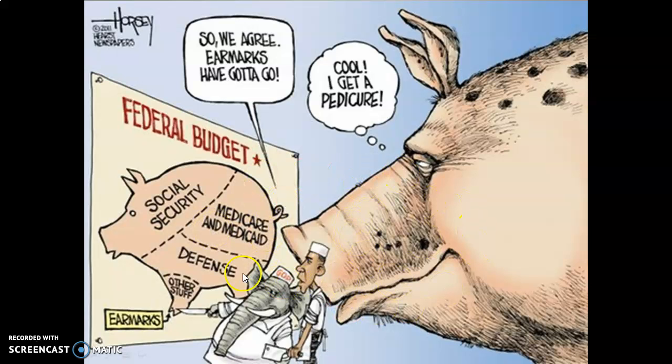Here's a little thing that kind of shows that riders, or earmarks, probably aren't that big a deal, a very small portion, but they are there.